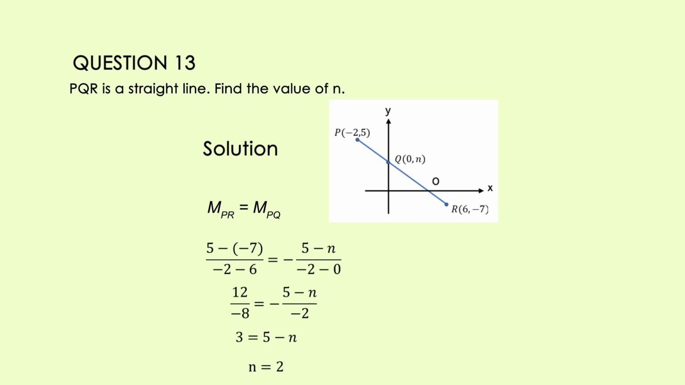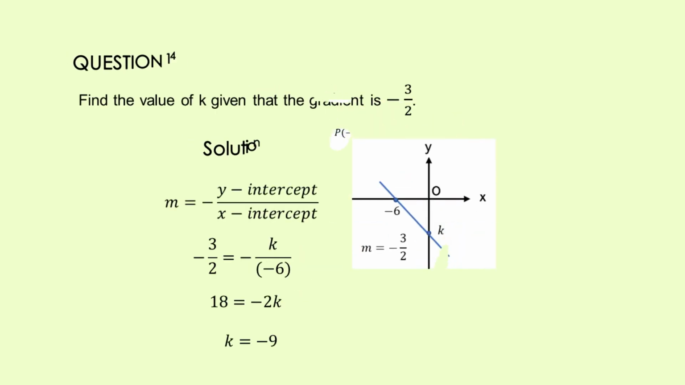Now, try this on your own. Question 14. Find the value of k given that the gradient is negative 3 over 2. Do this first and we will discuss the answer in a while. Alright, with calculation, you will get k equals negative 9. Well done to those who got it correct. To the others, you can try one more question.